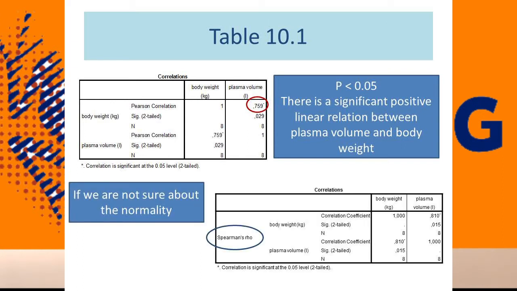If we are not sure about the assumption of normality, we can calculate Spearman's coefficient. In this case, Spearman's correlation is also significant. So we can conclude from this analysis that a positive relationship exists. However, we are not sure about the linearity from this last test, because it's based on the ranks of the observations and not on the observations themselves.